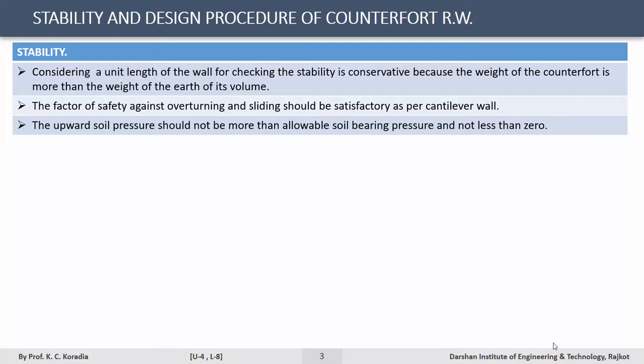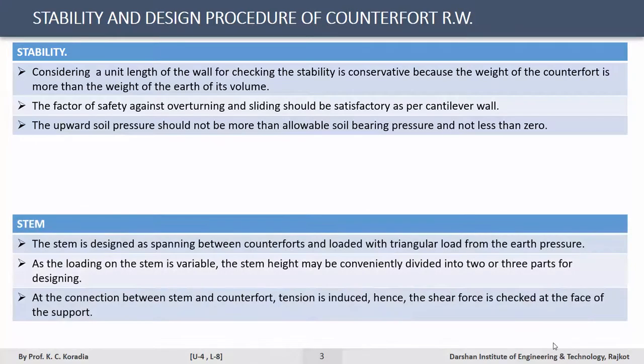The factor of safety against overturning and sliding should be satisfactory as we have done in our cantilever retaining wall check. The upward soil pressure should not be more than allowable soil bearing pressure and not less than 0. The stem is designed as spanning between the counterforts and loaded with a triangular load from the active soil pressure, while in cantilever retaining wall, we were designing the stem as a cantilever slab.